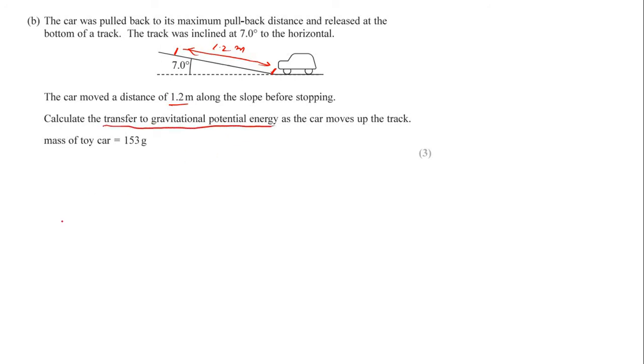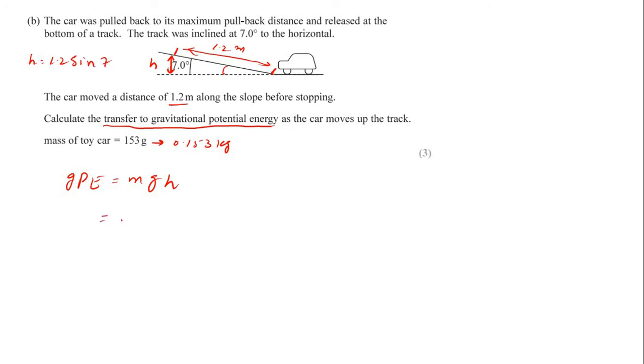It's an easy, straightforward question. GPE is mgh. Mass is given as 153 gram. You can convert it into kilograms, 0.153 kg. g is 9.8. Height, you need to figure out that height basically. This is h, and if you see this angle is 7 degrees and this is opposite, so h will be equal to 1.2 sine of 7.